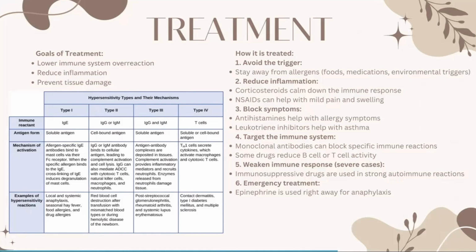Some treatments are more specific, like monoclonal antibodies, which target certain parts of the immune system. Other drugs can also reduce B cell or T cell activity. In more severe cases, immunosuppressive drugs are used to lower the immune response overall. And in emergencies like anaphylaxis, epinephrine is given right away because it works very fast. Overall, treatment focuses on controlling the immune system and protecting the body from further damage.